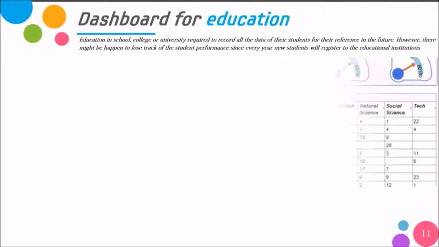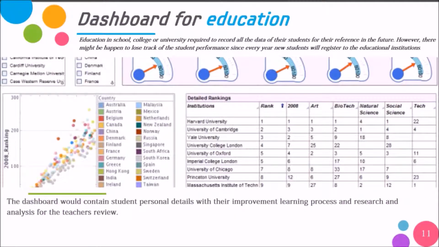Dashboard for education. There are schools that have developed dashboard software and data warehouses that allow them to monitor learning performance and behavioral issues for individual students as well as the school as a whole. Dashboards compile key metrics in a simple and easy to interpret interface so that school officials can quickly and visually see how the organization is doing. The dashboard will contain student personal details with the improvement of the learning process, and research and analysis for the teacher's review.